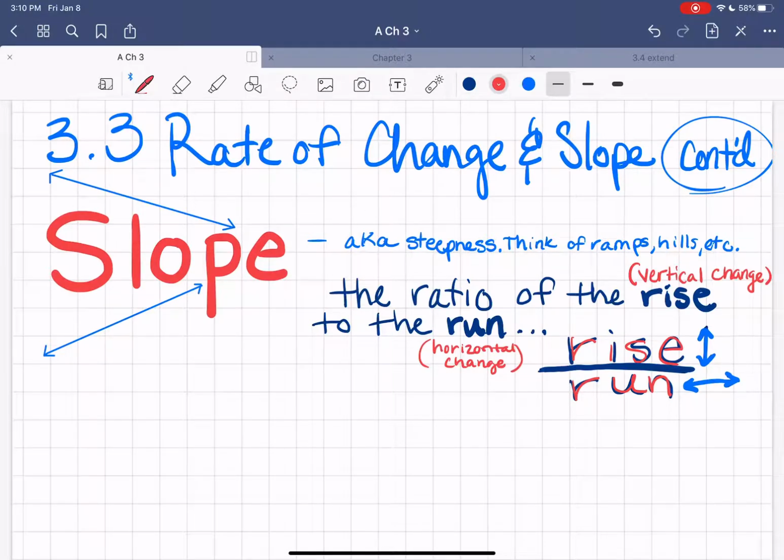Hi everyone, this is the last portion of 3.3 notes. We've been taking them in class, and now we've got a video for the last three examples.